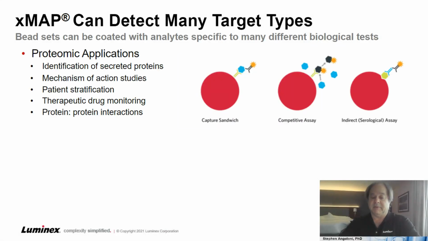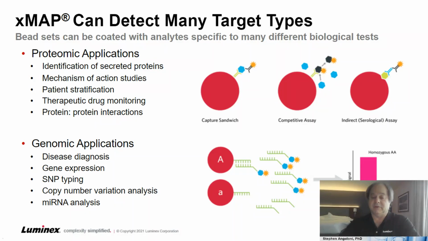So for proteomic applications, there's a variety of different chemistries that can be built. You can build sandwich capture assays, there are competitive assays, and over the last 2 years, the indirect serological assays, where you have an antigen coupled to a bead, and you're looking for antibodies in plasma or in serum, or if you're designing recombinant antibodies, you see how specific they are for an antigen. This type of assay has been used quite extensively the last 2 years during the pandemic.